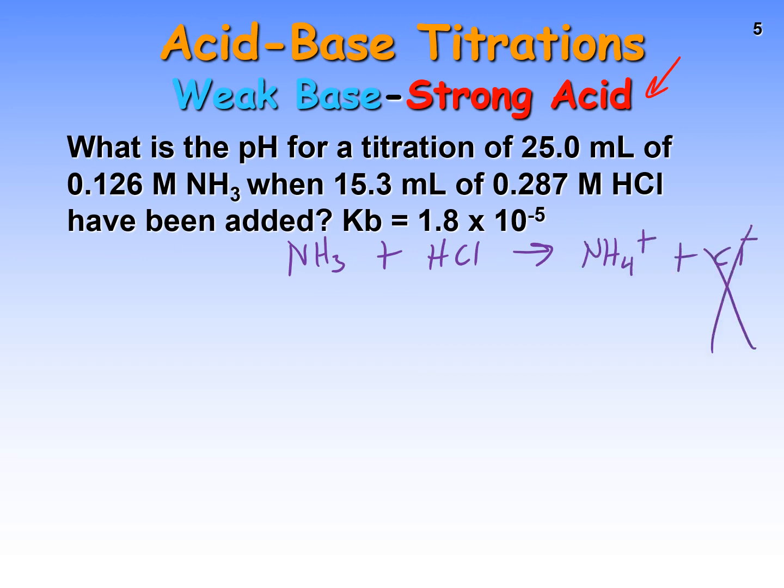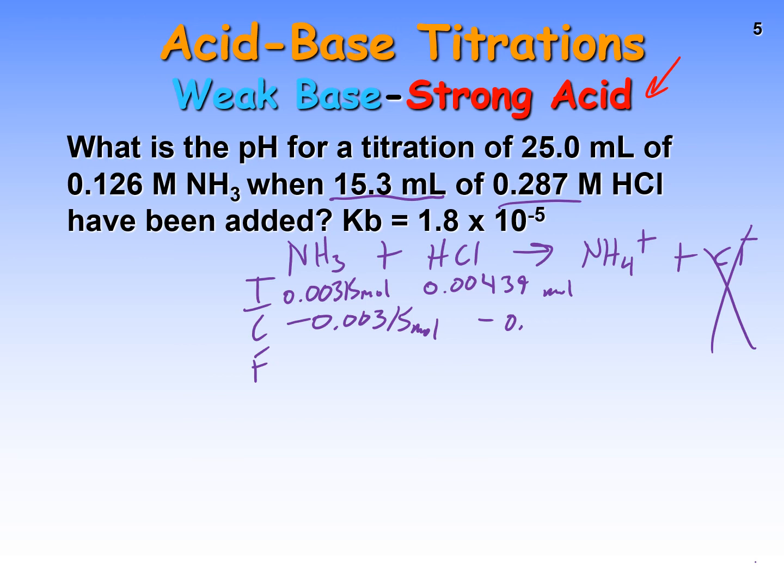Still don't care about the Cl minus. And so we have our ICF table. We know we have 0.00315 moles of this initially. And now we actually do need to calculate the moles of HCl because we've added 15.3 milliliters. We need to figure out, based on this concentration and that volume, what moles of HCl we have. And if we do that calculation, we get 0.004391 moles of HCl. I'm just going to get rid of the 1 so that we still have 3 sig figs. So I'm going to subtract off my limiting reactant. In this case, it's the NH3 because we're past the equivalence point.